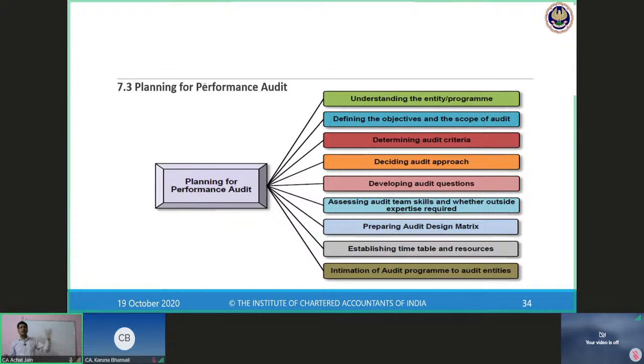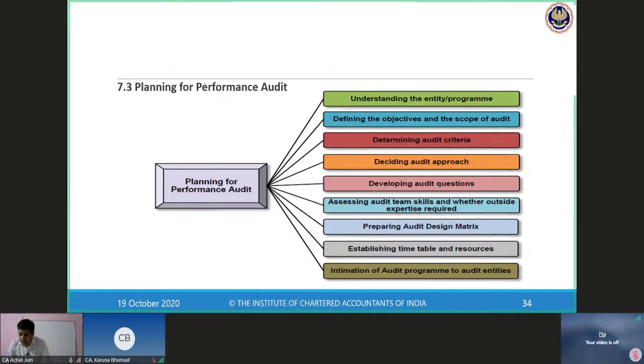And this is similar to what we have discussed in the case of statutory audits also. Wherever the competence of the auditor will not be adequate to execute this audit, he may consider involving experts, and that expert will be assisting the auditor as part of the audit team only. Correct?